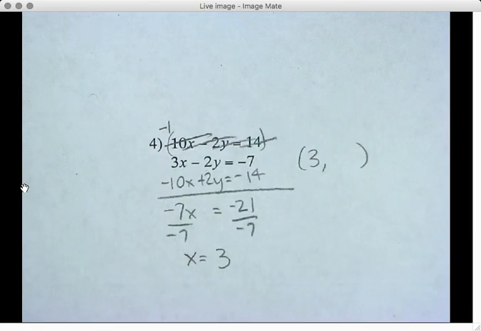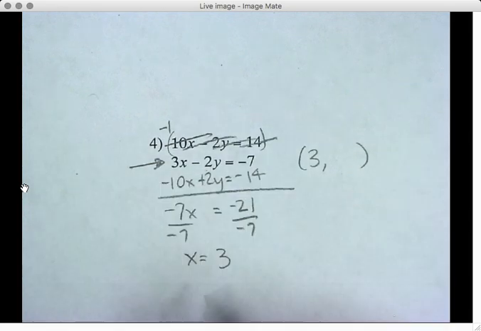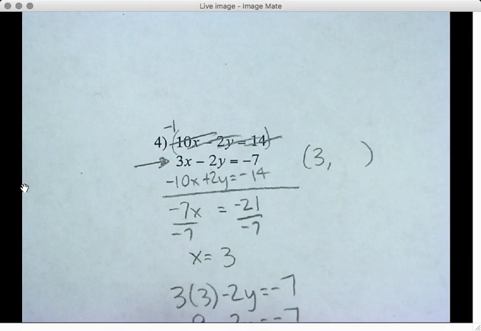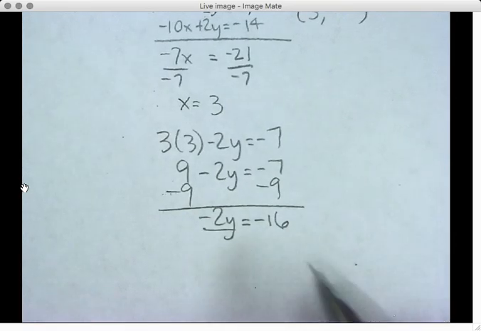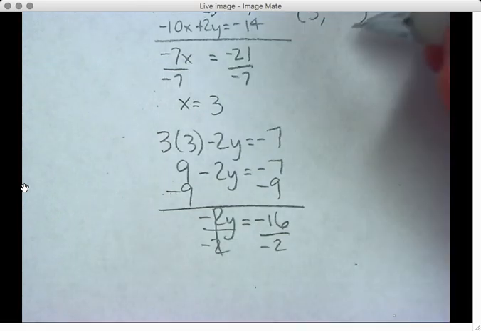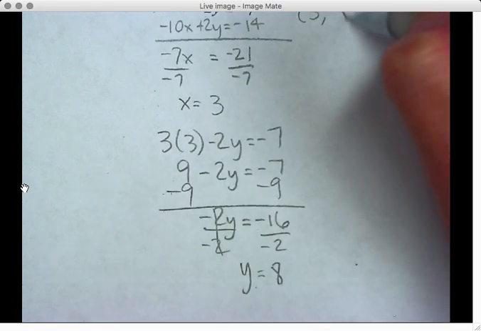Okay, I'm going to plug it in, and I'm going to blow your mind. I'm going to use the top equation instead, just to be different. Let's see, 9 minus 2y equals negative 7. I'm going to subtract 9. Negative 2y equals negative 16. Oh, sorry, you totally can't see what I'm writing. There it is. That's the beauty of a video. You can pause it and see what I did. Y is equal to 8.